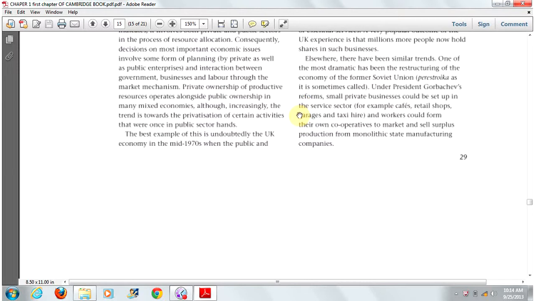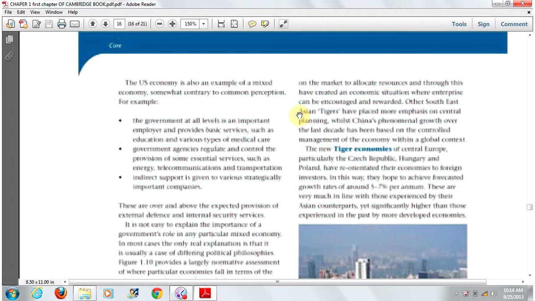For example, the government at all levels is an important employer and provides basic services such as education and various types of medical care. Government agencies regulate and control the provision of some essential services such as energy, telecommunications, and transportation. Indirect support is given to various strategically important companies. These are over and above the expected provisions of external defense and internal security services.